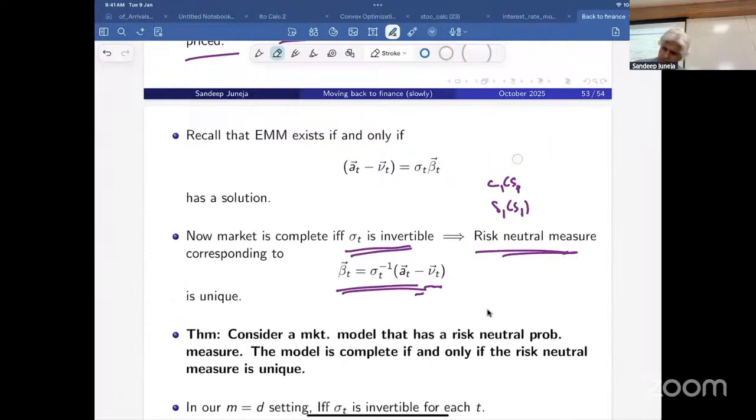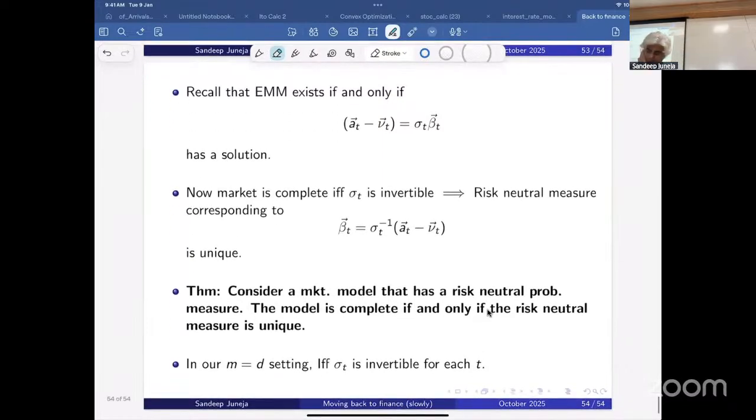That's how at least those of us who do applied probability got into finance. We thought we could say something. So I remember working on this quite a bit. Okay. Yeah, so this we've done. Let's move on now to the next one.